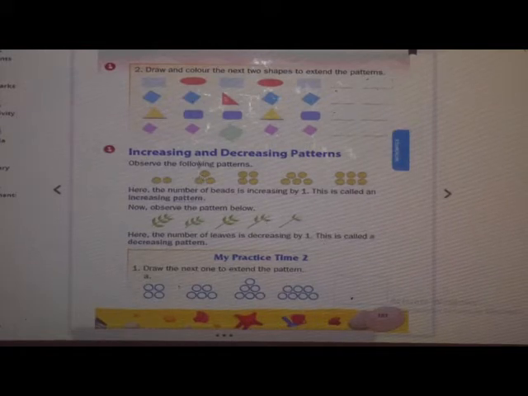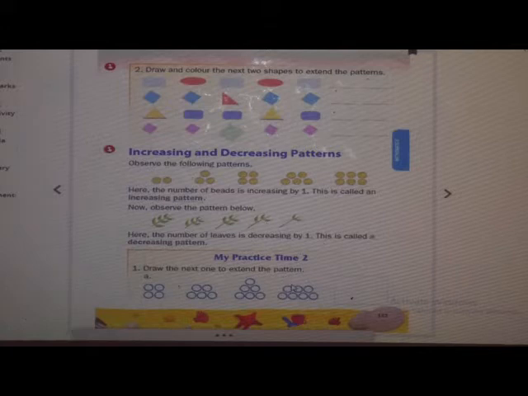Increasing means बढ़ते हुए, बढ़ाते जाना, and decreasing कम करना. Increasing more, decreasing less. Okay, so examples also I have shown you. Now we will start with practice time 2. First question, draw the next one to extend the pattern.